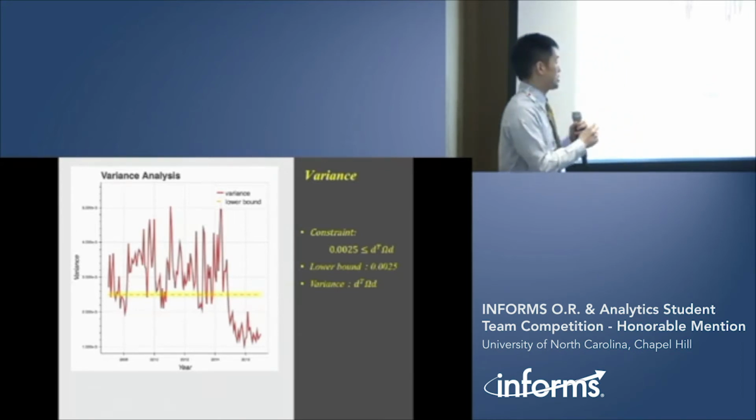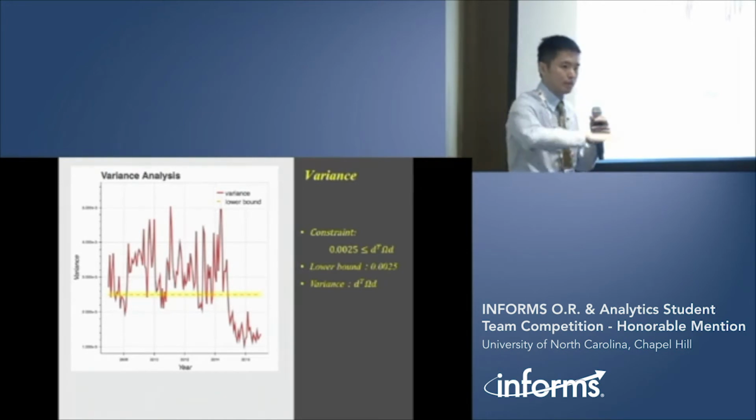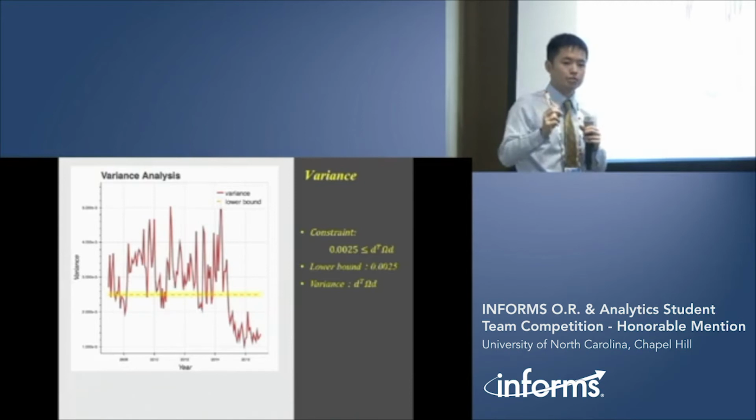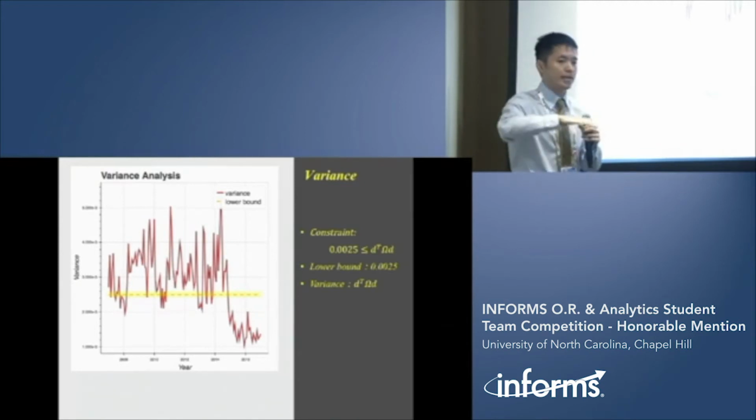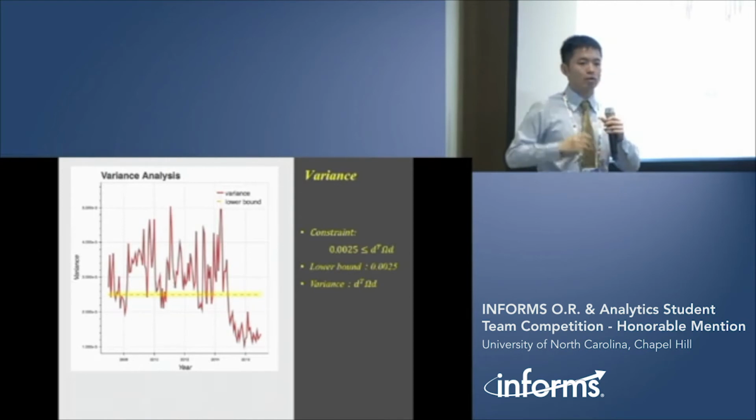And from the chart, we see that except for a few months that the variance crossed below the lower bound, for most of the months, the variance remains above and very close to the lower bound. So we can say that our result is very close to the best solution we can possibly get while satisfying almost all of the constraints.